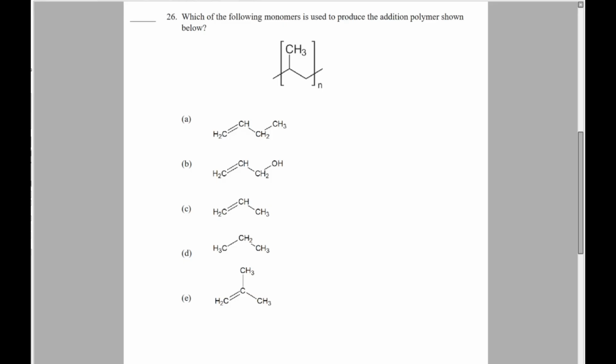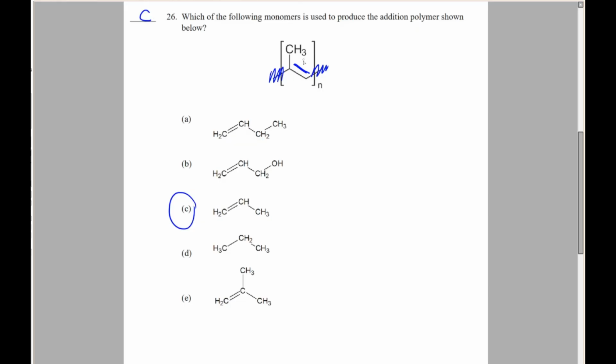So essentially what we're doing in this problem is taking out these two bonds and then adding a double bond over here. So whichever answer choice matches up with that is going to be our answer. So as you can see, it's pretty obviously going to be C. So our answer is C.